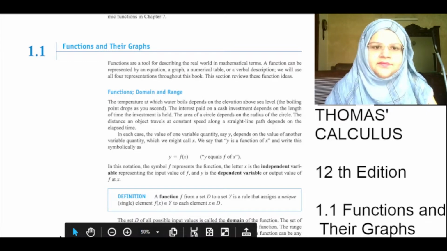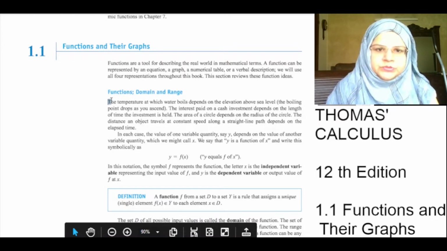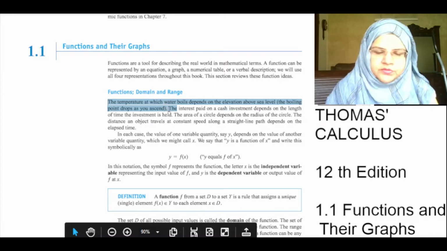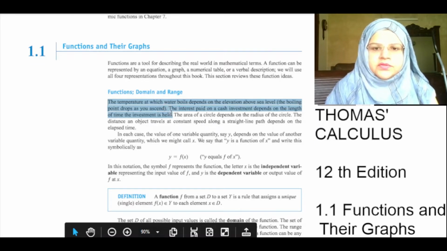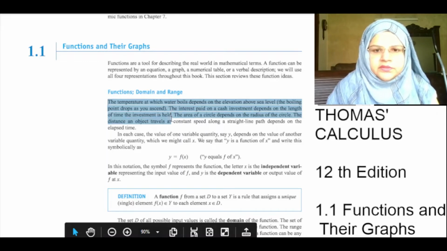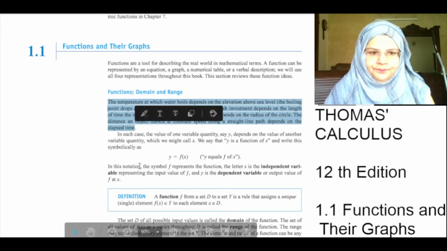Functions, domain, and range. The temperature at which water boils depends on the elevation above the sea level. The boiling point drops as you ascend. The interest paid on a cash investment depends on the length of the time the investment is held. The area of the circle depends on the radius of the circle. The distance an object travels at constant speed along a straight line path depends on the elapsed time.